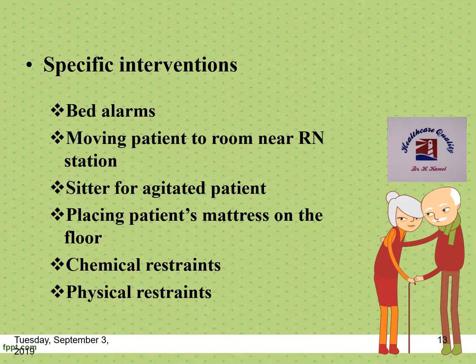Interventions taken when a patient is at risk for fall include bed alarms, moving patients to a room near the nursing station, a sitter for an agitated patient, placing the patient's mattress on the floor, chemical restraints, or physical restraints.